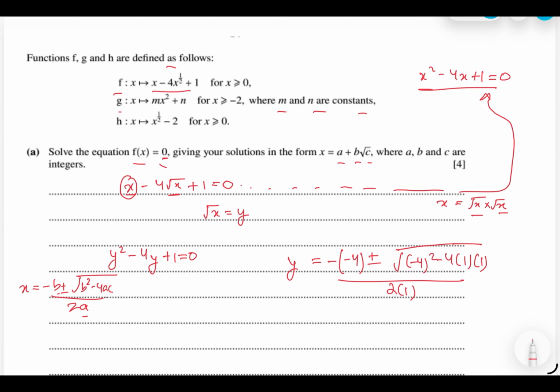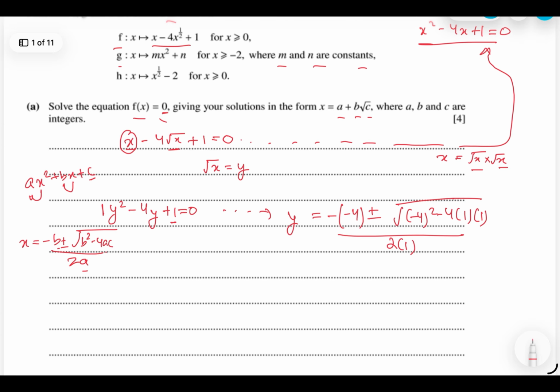Sir, what is this a, b, c? Let me teach you. Every quadratic equation can be written in this form: ax squared plus bx plus c. The coefficient of x squared is a, over here a is 1. The coefficient of x is b, over here b is negative 4. And the constant term is c, over here it is 1. I plugged in the values over here. Now you can use your calculator. Just write the quadratic formula, then you can use your calculator. So we will get y equals 2 plus root 3, or y equals 2 minus root 3.